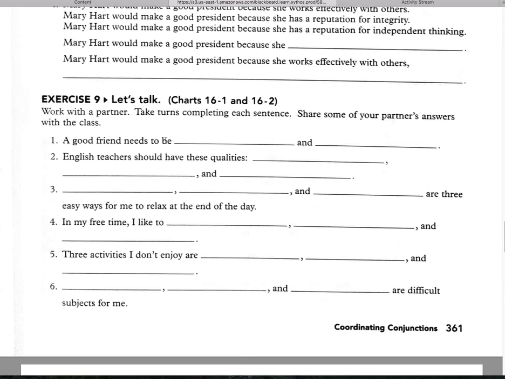A good friend needs to be blank and blank. So here, describe a good friend. Obviously, you're going to use 2 adjectives. A good friend needs to be honest and loyal. A good friend needs to be a good listener and friendly, whatever your choices are. Okay, number 2. Go ahead and do number 2, 3, 4, 5, and 6, and we'll check in a couple of minutes. See if our answers are similar or the same.